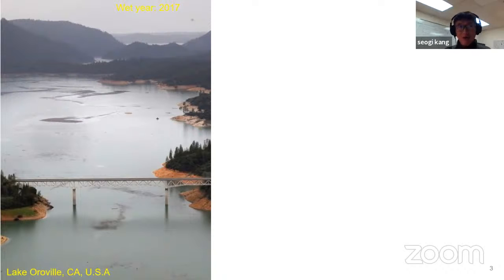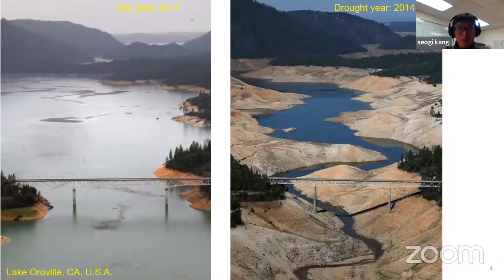But things can go wrong in a different year. This is another image of the same place in 2014. This was a drought year, meaning there was not enough precipitation. So you can see the bottom of the lake. Clearly there's not enough water that can be distributed for various purposes, while the demand for water in the region stays about the same. And that's where we're facing the problem.